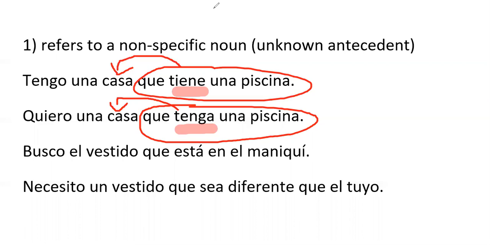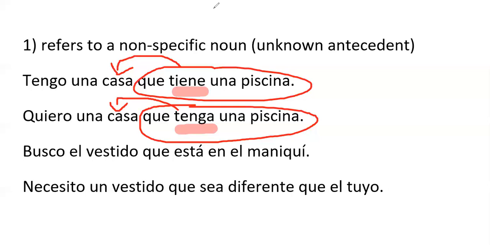This casa in this sentence is what we're talking about when we say the unknown antecedent. The casa is the antecedent here, and it is unknown, meaning that it's not a specific house that we are talking about. We're just saying I want a house. Which one? I don't know. Nothing specific here. Let's look at a couple more examples before we move on.